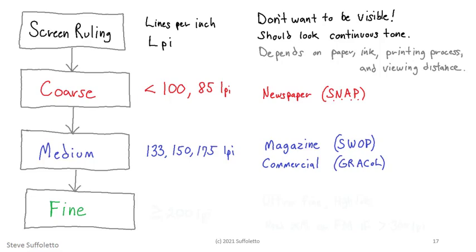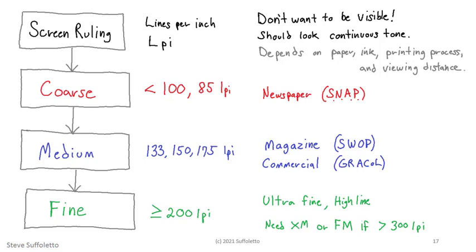I remember in my early career days back in the 70s, we were at 133, and then in the 90s, we were at 150, and now in the 2020s, almost everybody's at 175 LPI. So over time, we've seen the screen rulings increase. This is especially true in flexography because they've been able to reduce the size of their minimum dot, which allows them to print at higher LPIs.